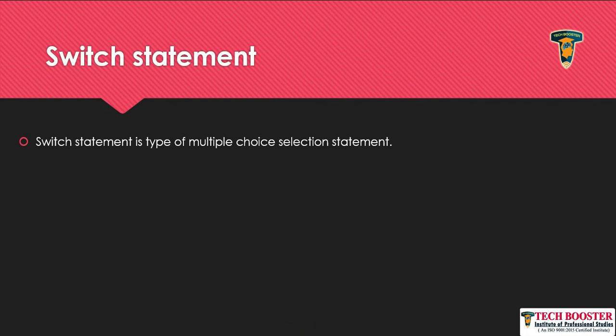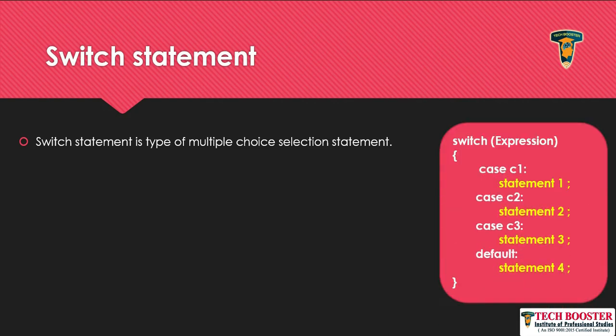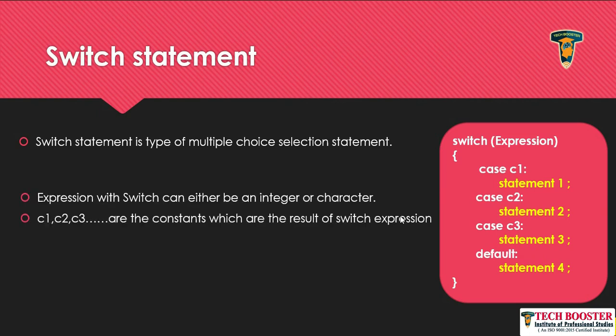So in order to understand better, in this video we'll be looking into the syntax of the switch statement and also we'll consider an example which will make everything very clear. Here you can see, this is my syntax. First of all, we'll be starting with our switch keyword. Here switch is my keyword, and then within this parenthesis we'll have our expression. The expression here can either be an integer or it can also be a character.